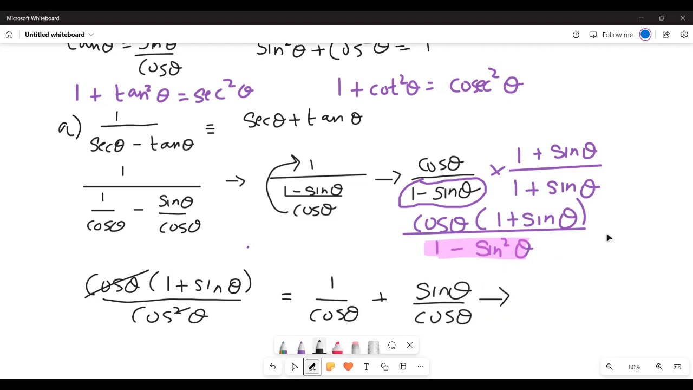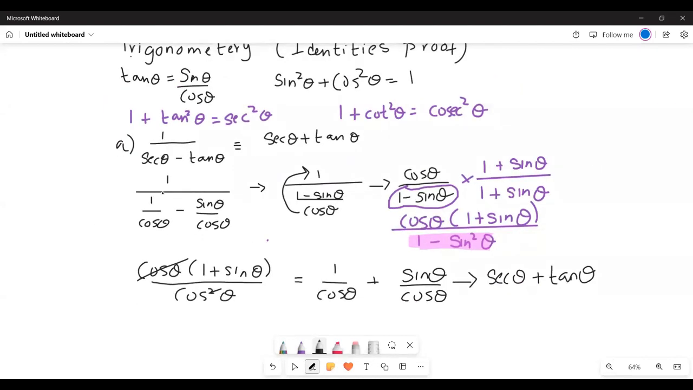which is, 1 over cos theta is what? Secant theta. Reciprocal of cos is secant theta. Plus sine theta over cos theta is tan theta. So we got secant theta plus tan theta.